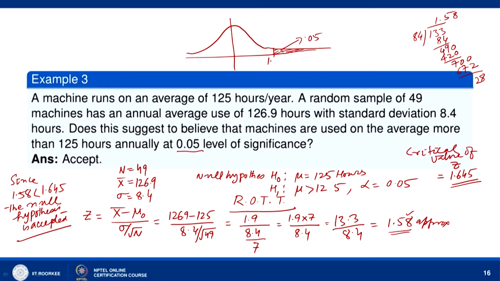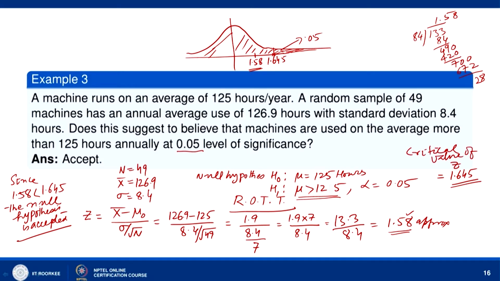This value is 1.645. And 1.58 is here. So, it lies in the region of acceptance. So, the null hypothesis is accepted. This means that the alternative hypothesis is rejected.